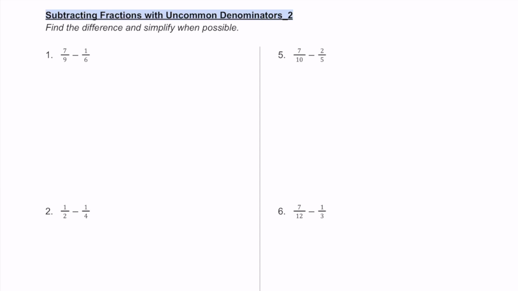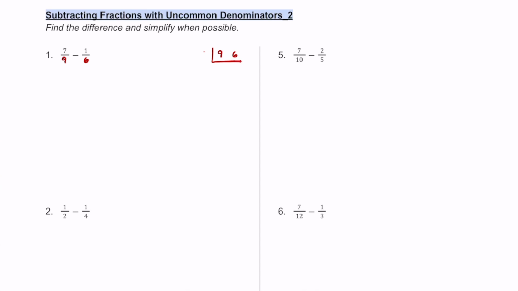Alright, so for number one, notice how we have this fraction of 7/9 and we have 1/6, so they have different denominators, so we can't subtract them just yet. So we have different denominators of 9 and 6, and we're going to see if we can find the least common denominator or the least common multiple of 9 and 6.